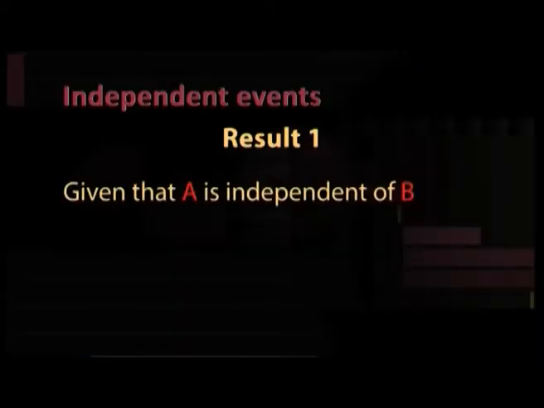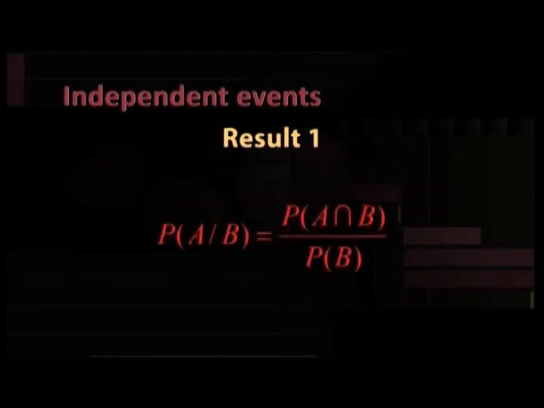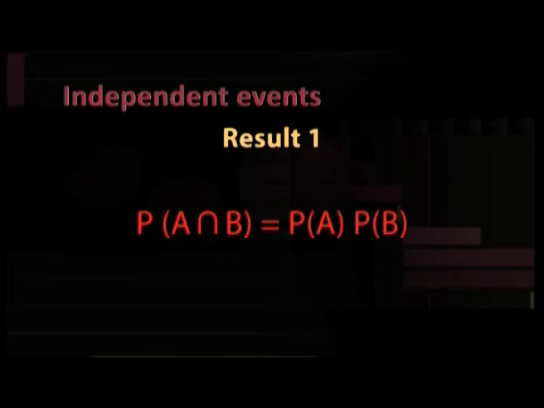Given that A is independent of B, therefore probability of A given B is equal to probability of A, which implies probability of A given B is equal to probability of A intersection B divided by probability of B, which implies that probability of A intersection B is equal to probability of A into probability of B.